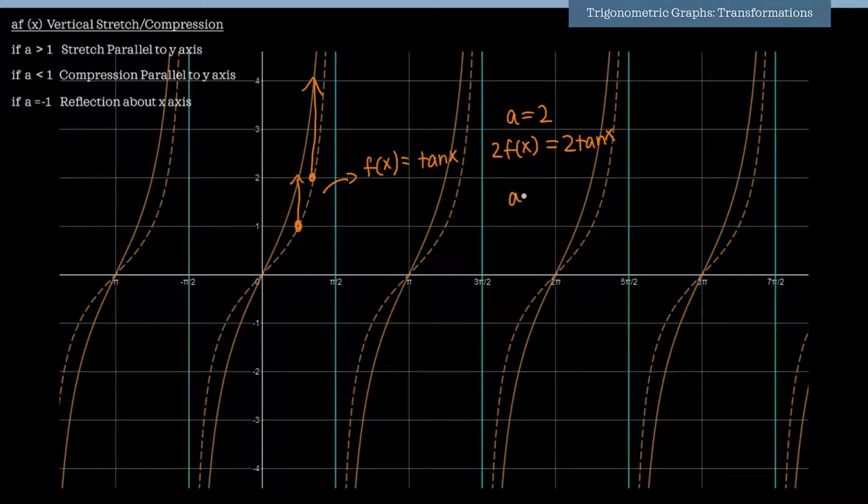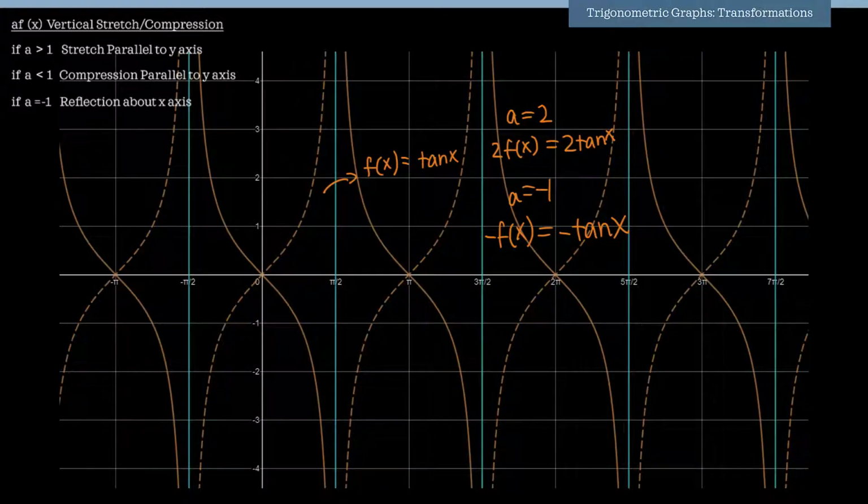And if a is minus 1, we know that when a is minus 1, for this transformation the graph gets reflected about the x-axis. So if a is minus 1, the graph of minus f of x or minus tan x is going to look like this. Here this dotted line is my original graph of tan x, and this solid line is the graph of minus f of x or minus tan x. Now for this minus tan x, the coefficient of this tan function is minus 1. You could say that the amplitude is 1 over here, but remember for tan functions there is no amplitude.